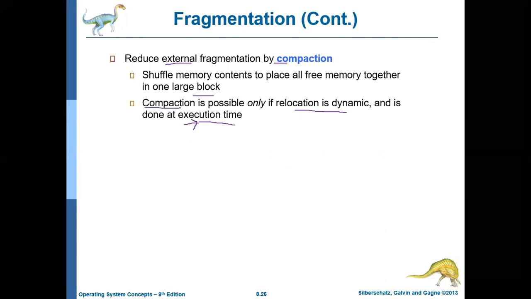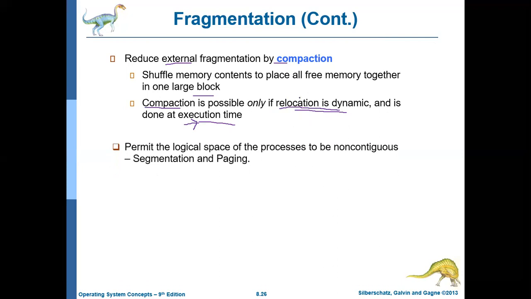Compaction is possible only if address binding is done at execution time. Okay, so that is what is called relocation. Relocation is dynamic. Fine. There is also another way to avoid external fragmentation. That is, you permit the process to be allocated spaces in a non-contiguous fashion.